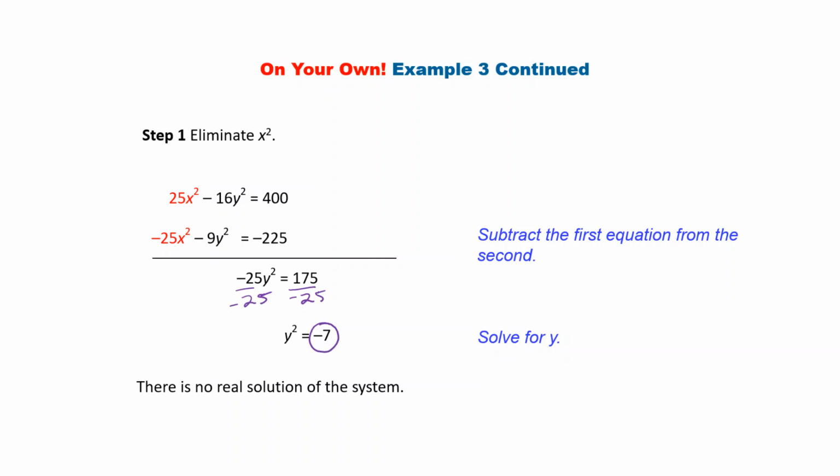Now remember, y squared equals -7, so in order to solve for that, we would have the square root of -7, and that's actually an imaginary number, because no two of the same number can multiply together to get -7. So this is imaginary, so there is no real solution to this system.